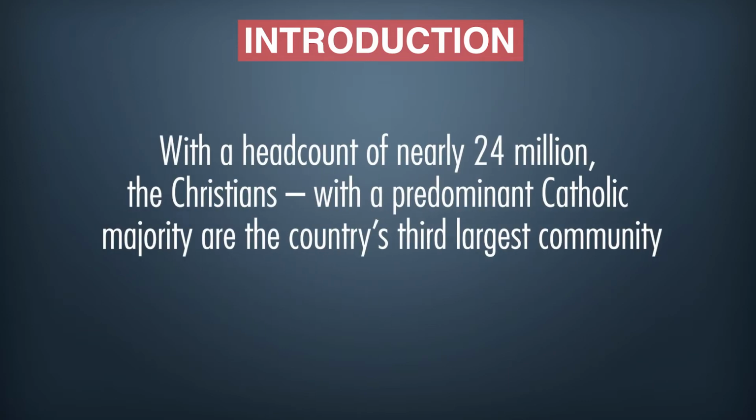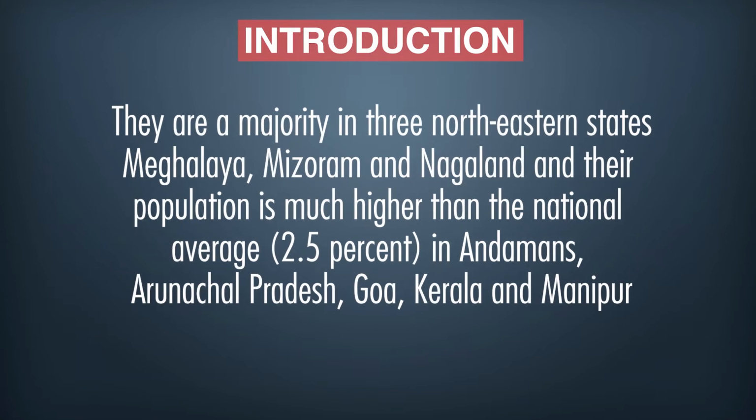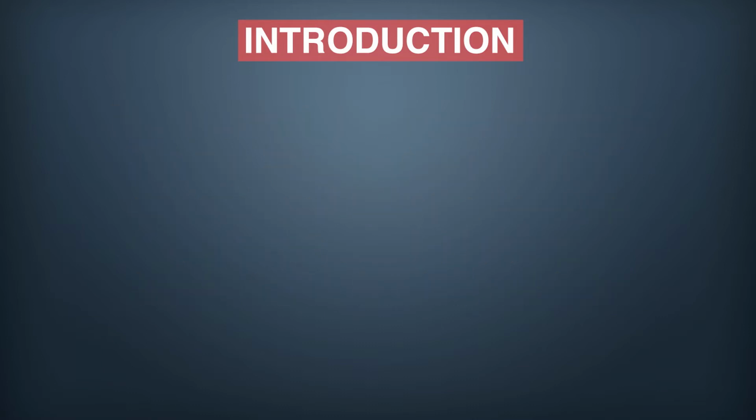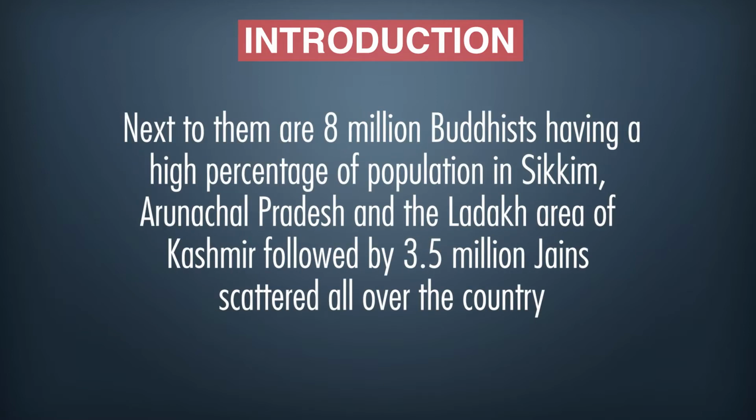With a headcount of nearly 24 million, the Christians, with a predominant Catholic majority, are the country's third largest minority. They are a majority in 3 northeastern states, Meghalaya, Mizoram, and Nagaland, and their population is much higher than the national average of 2.5% in Andamans, Arunachal Pradesh, Goa, Kerala, and Manipur. The Sikhs, with a total population of 16 million, are the majority in the state of Punjab and a minority everywhere else. Next to them are 8 million Buddhists, having a high percentage of population in Sikkim, Arunachal Pradesh, and the Ladakh area of Kashmir, followed by 3.5 million Jains scattered all over the country.